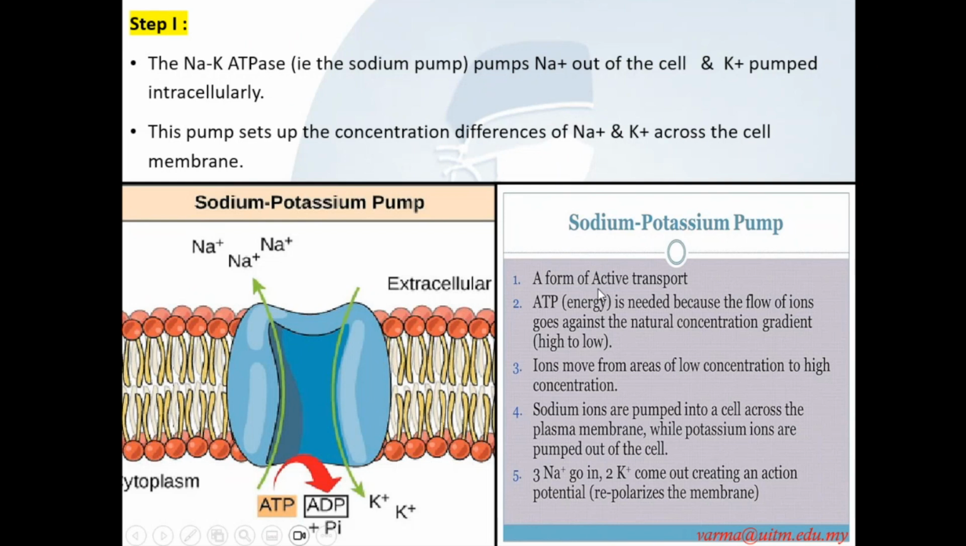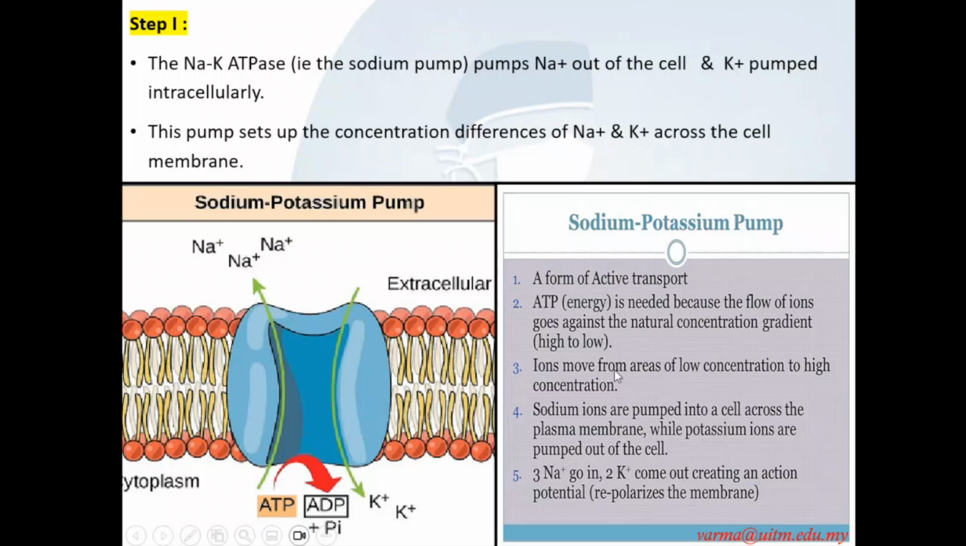You have to start off by saying it's a form of active transport. It pumps sodium out and pumps potassium in. ATP energy is needed because the flow of ions goes against the natural concentration gradient. This is what I mentioned.